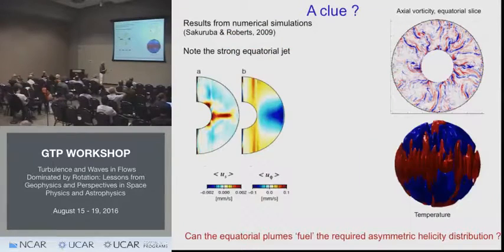So let me offer you a candidate. I'm not saying this is what really happens. A possibility, which we can argue about, perhaps. And a clue comes in the fact that if you look at these simulations, what you tend to find is that outside the tangent cylinder, and in these simulations the alpha squared dynamo tends to reside outside the tangent cylinder, the equatorial plane is very strongly agitated. So here's an example taken from Zhang and Roberts, which is a rather extreme example.